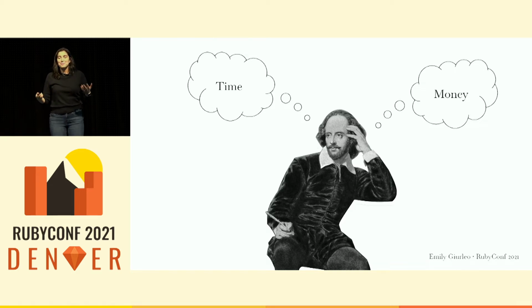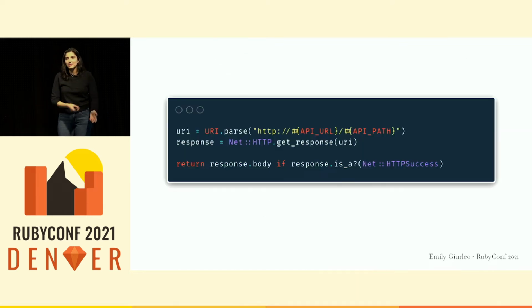Our API provider might charge us money for every request, or if we make too many requests, they might rate limit us and then charge us to allow us to continue using the API. Shakespeare doesn't have time for this, and neither do I, so I think this is a great scenario where we can use a mock.